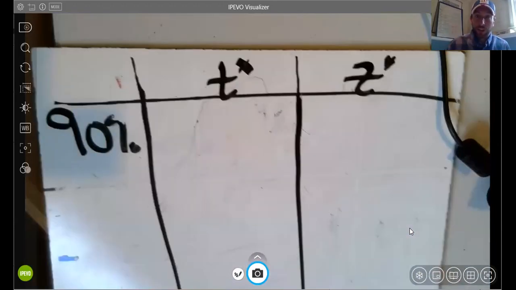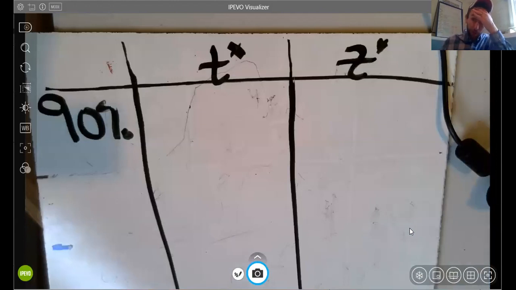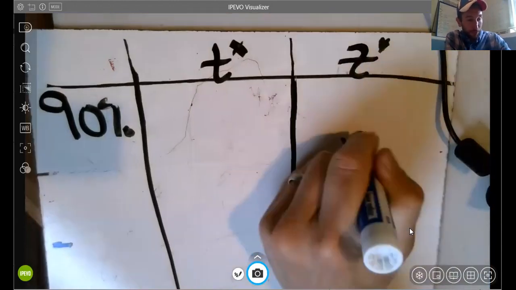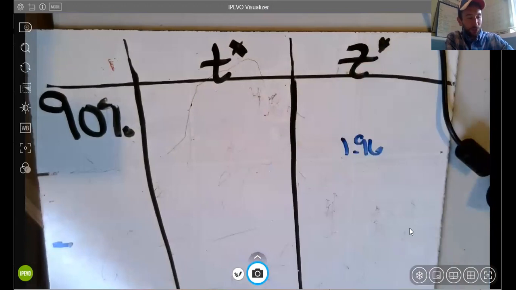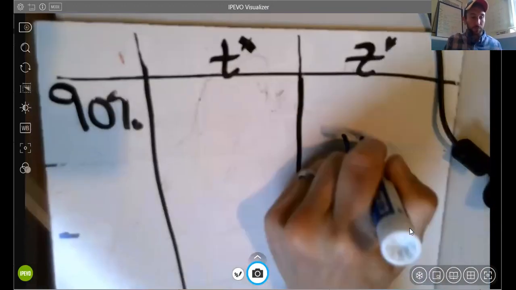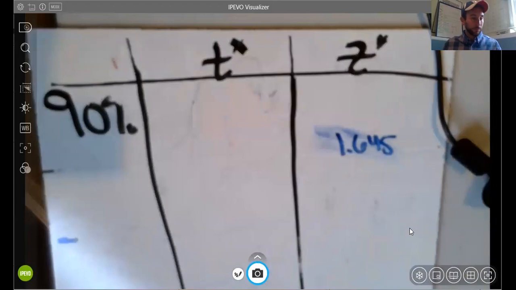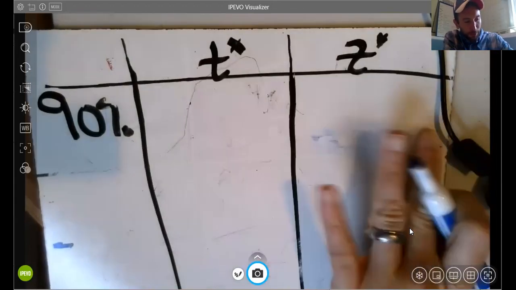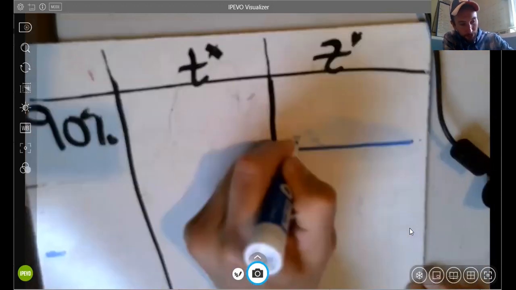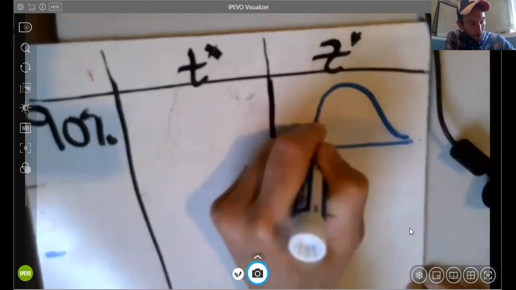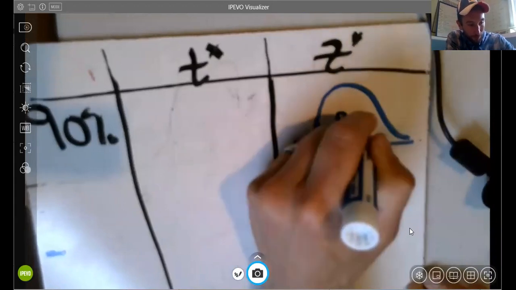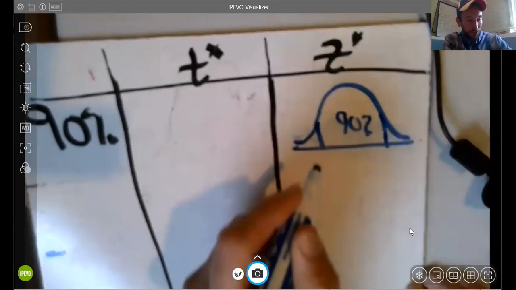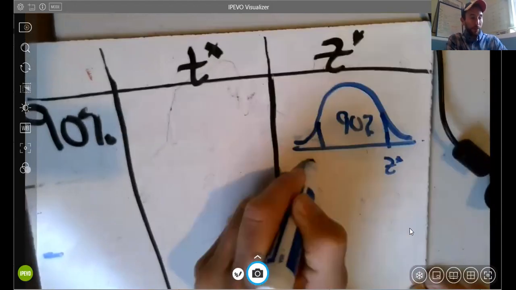This will actually give us some insight. We know for Z star, for a 95% confidence level, it's 1.96, and for a 90% confidence level, we know this is 1.645. Let's look at a different way we can get that. For the normal model, and I say normal model because I'm under Z star, we want 90% of the data to be between this Z star and this Z star, the positive and the negative.